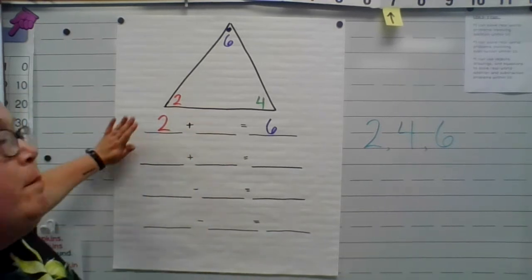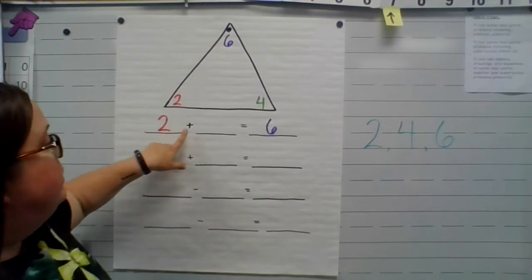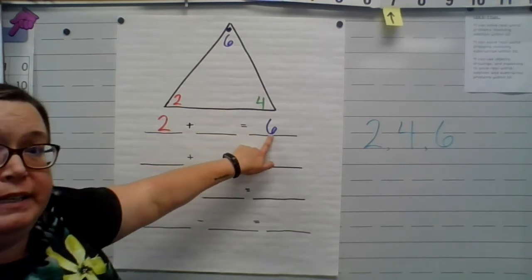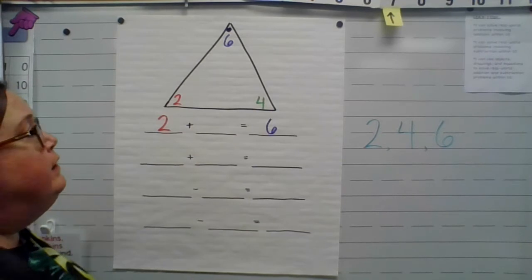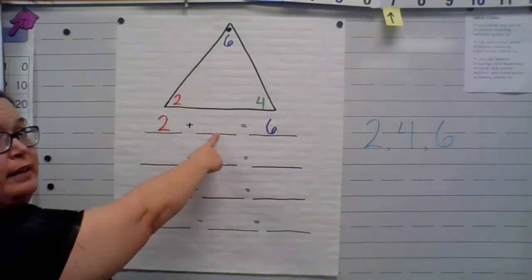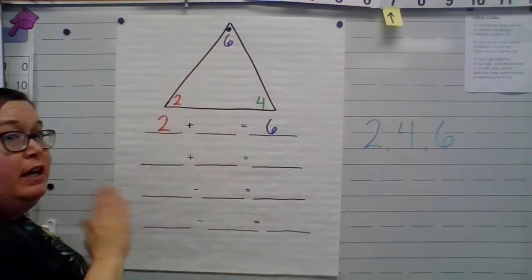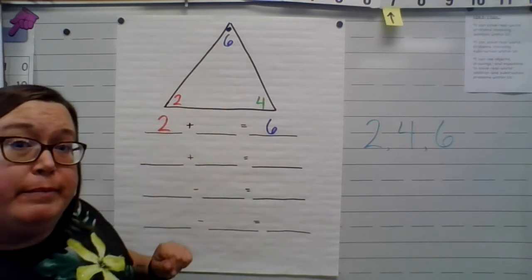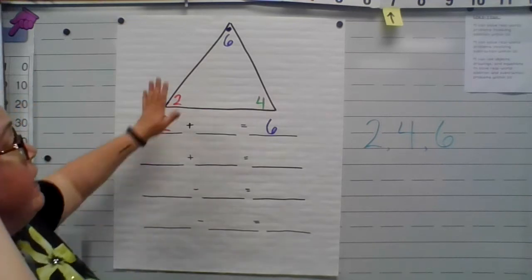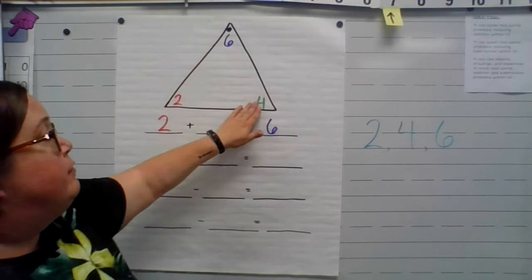And now I have most of the problem finished. It says 2 plus some number equals 6. Now, if I look up here, I know that the number that I put here has to be in this fact triangle, because the only number that can go here has to be in that fact family. We can't put any other numbers in there. So it's either going to be the 6, the 2, or the 4 that's going to go there.